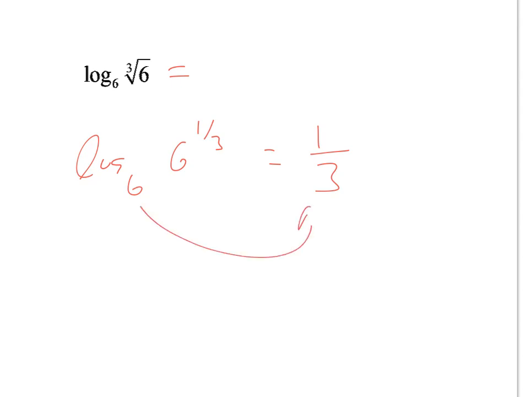This last one, we just want to simplify. I have log base 6 of the cube root of 6, and we know that the cube root of 6 is 6 to the 1/3 power. So log base 6 of 6 to the 1/3 would be 1/3, because that's our inverse property, but also because 6 to the 1/3 power equals 6 to the 1/3. So my answer is 1/3.